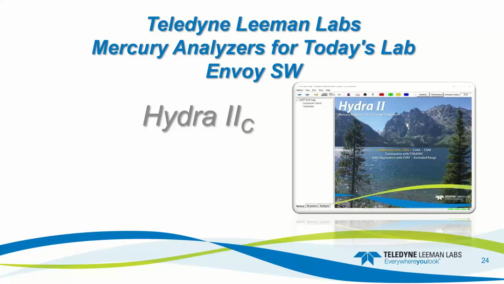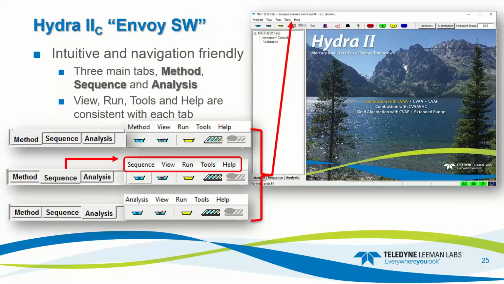So now that we've gone over the principles of operation, let's move on to an overview of the Envoy software. It's intuitive and navigation friendly. It has three main tabs: method, sequence, and analysis, which are found here on the bottom. And then the view, run, and tools remain the same.